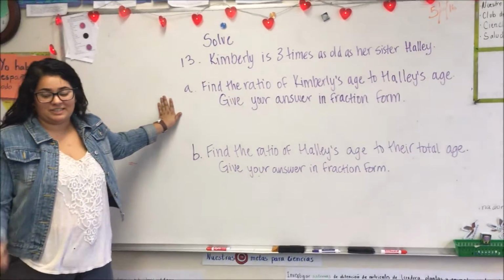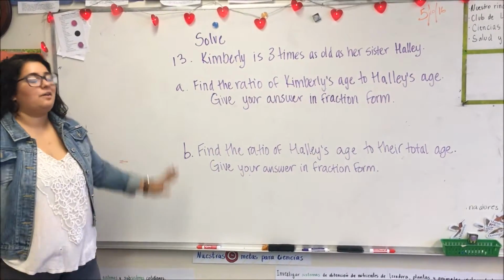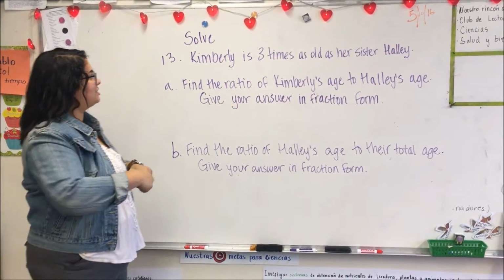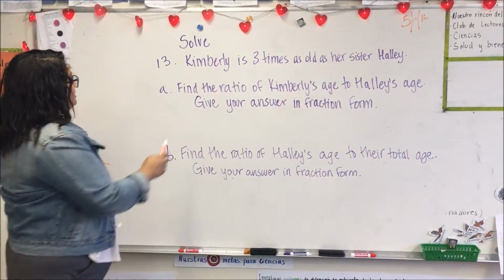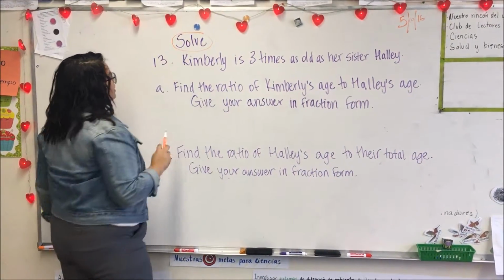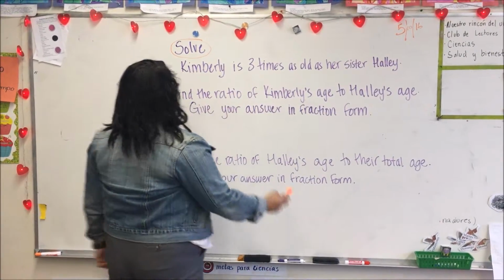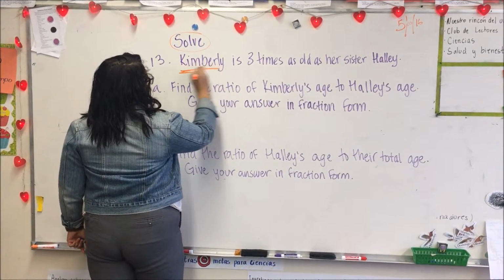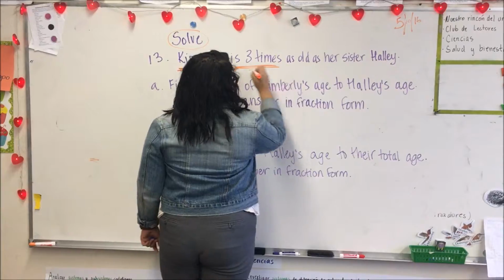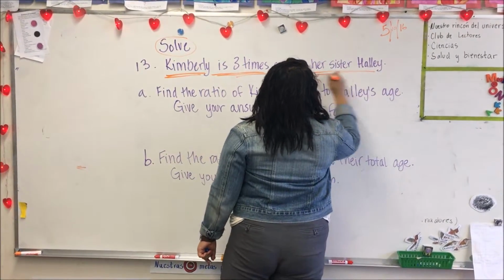So we're going to solve problem number 13. As always, I'm going to highlight all the information that's important and what the question is actually asking. So 13 says solve. Now it says Kimberly is 3 times as old as her sister Haley. So I'm going to highlight Kimberly is 3 times her sister Haley.